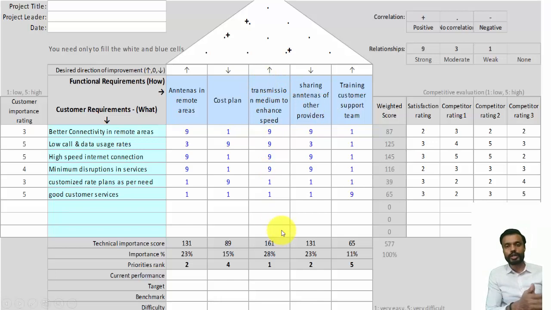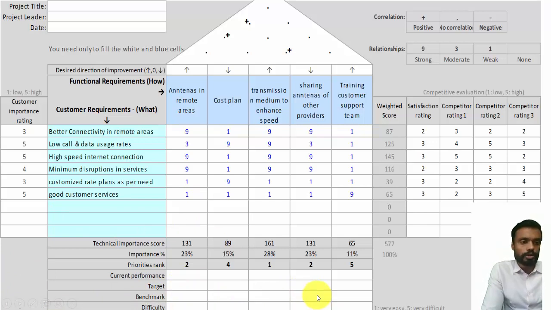So there, the correlation has to be checked, the conflict has to be checked over here. You can put your current performance over here. For example, my current performance on antennas in remote areas, I have out of 100, I have only 75, 30. Then you will put the target basis on what target you want to go to, and then you can put the benchmark, at what targets do industries have over here, and then for example, let's do it.